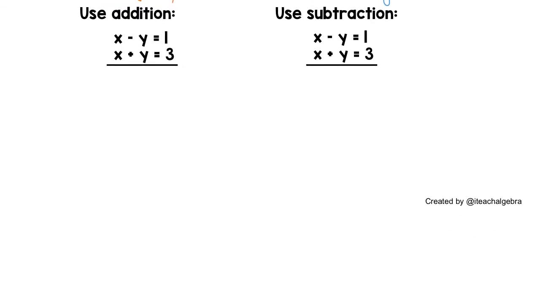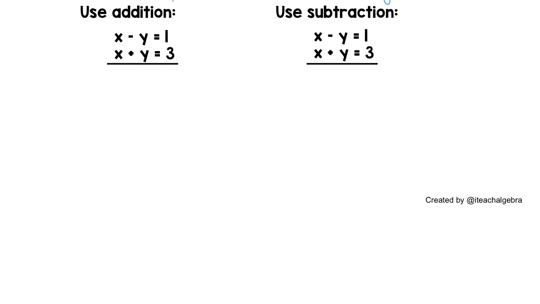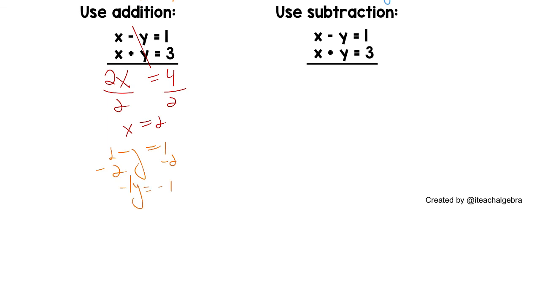Two more. Same equation, two different methods. First, use addition. We've got 2x, the y's cancel, and that equals 4. Divide by 2, and x is 2. Plug that back in. 2 minus y is 1. Subtract 2, and I've got negative y is negative 1. Divide both sides by negative 1, and y is 1.